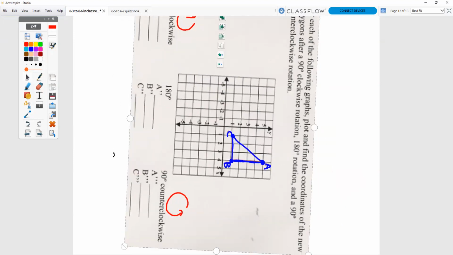So when we stop like that, and take a look at our new coordinates, this is for, and I'm just going to write them down here to the side. This is for A prime, B prime, and C prime. These are your 90 degrees clockwise.